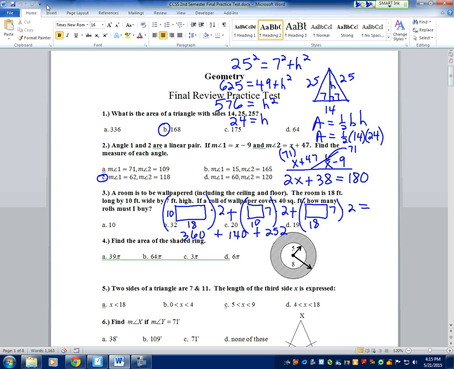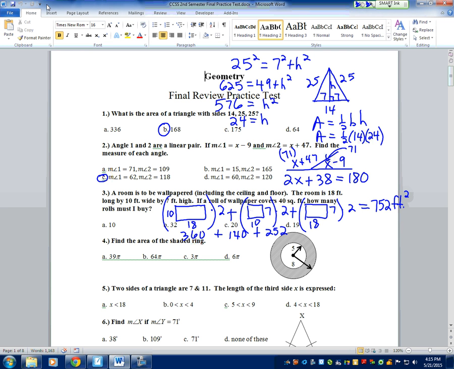I didn't write it down. Actually, 252. I got 752, so we have 752 square feet.